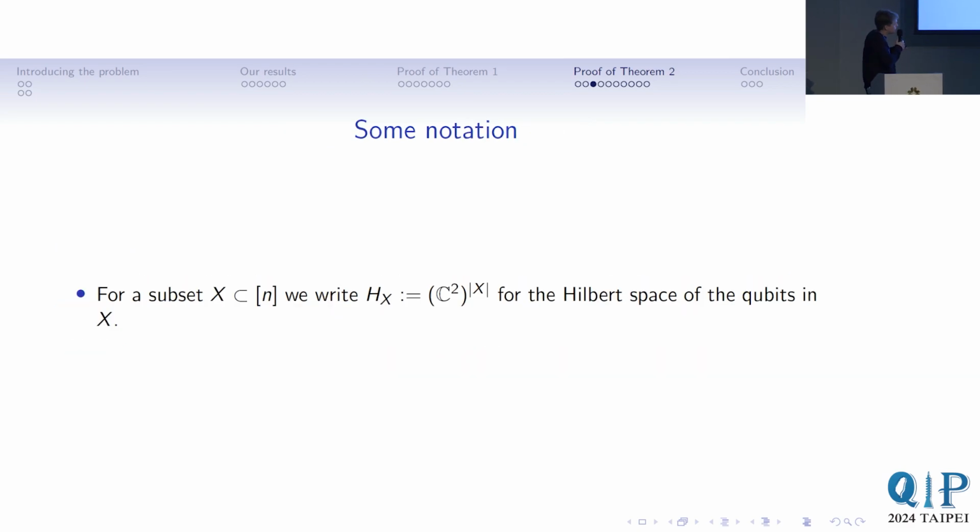So the idea, what we're going to be doing basically is we're going to be thinking about extending assignments. So we're going to have a local assignment on some subset of the qubits, and we're going to think about extending these local assignments. So just some notation, if you've got a subset of the qubits, we'll write H sub x for the Hilbert space of that subset of the n qubits.